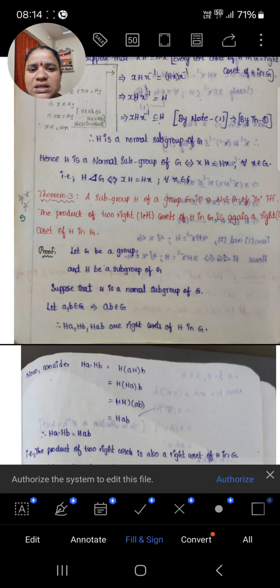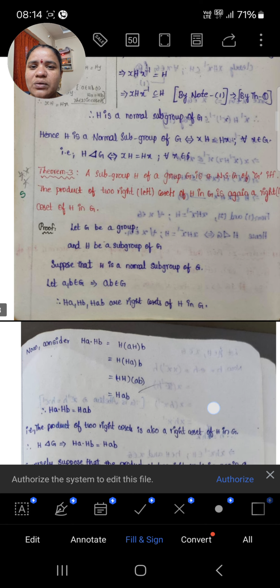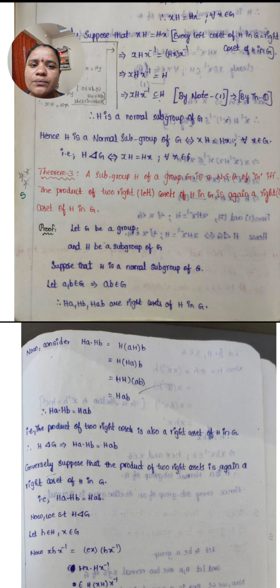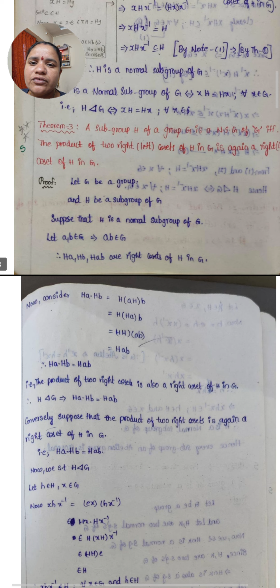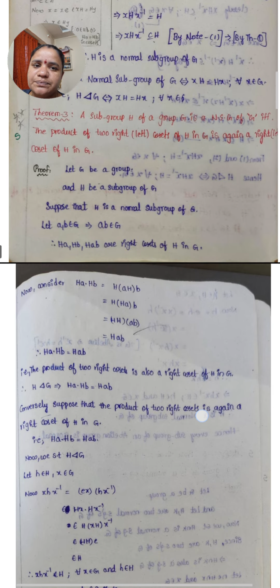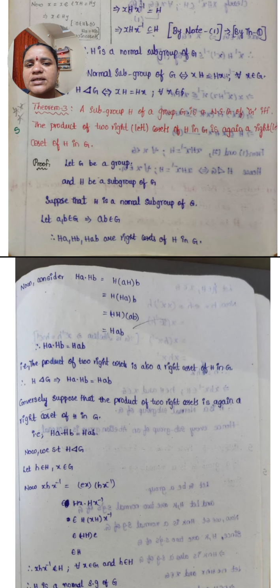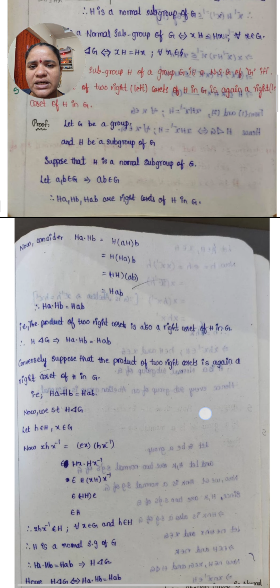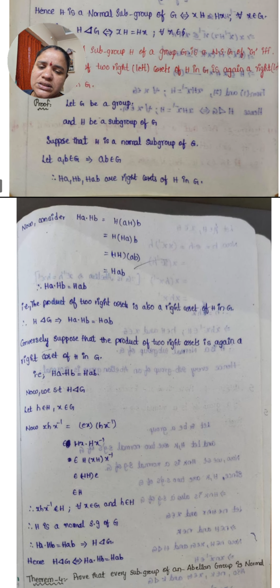Therefore H is a normal subgroup of G if and only if xH is equal to Hx. Hence the theorem: H is a normal subgroup of G if and only if xH is equal to Hx for all x belongs to G. And the next theorem: a subgroup H of a group G is a normal subgroup of G if and only if the product of two right cosets of H in G is again a right coset of H in G.